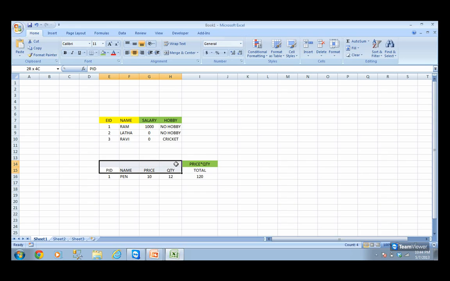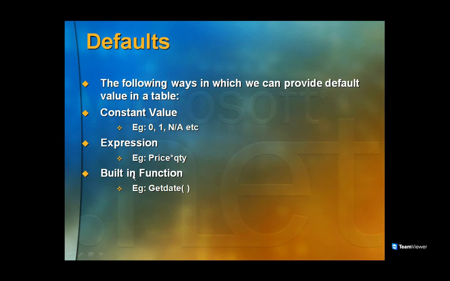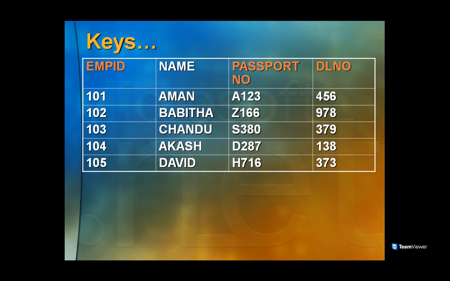Now this is a table. In this table, this is price, this is quantity, and this need not be filled by the end user. It should be filled automatically. Like that, we can also have functions. You may not be able to understand what a function is, but slowly you will understand. You can use getdate to insert the date value. Whenever you do cash deposits or cash withdrawals in ATMs, we never give any date. Automatically, the date is included using a function. So default values are very, very important in your tables.